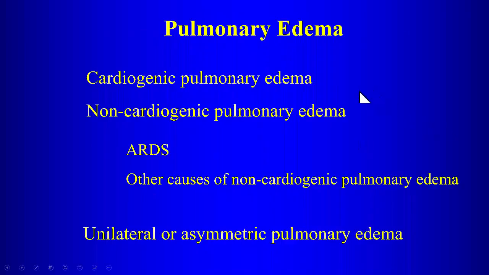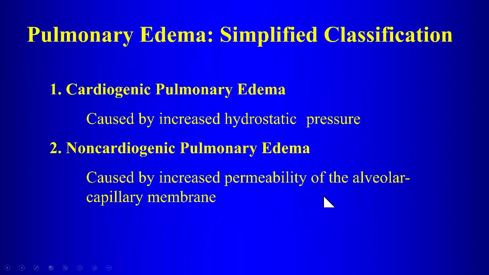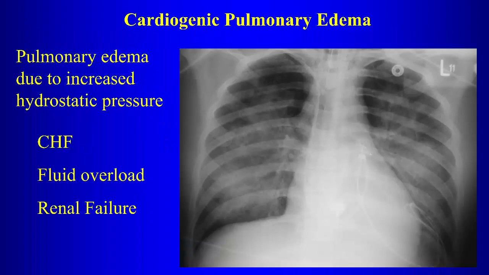All right, so we can have cardiogenic pulmonary edema, non-cardiogenic pulmonary edema. There are many causes of non-cardiogenic pulmonary edema. And then we'll also talk about asymmetric pulmonary edema. In medicine, they go through these various categories of pulmonary edema, which can be quite complicated, but in radiology, we like to simplify things. So we can have cardiogenic pulmonary edema, which is caused by increased hydrostatic pressure, versus non-cardiogenic pulmonary edema, which is caused by increased permeability of the alveolar capillary membrane.